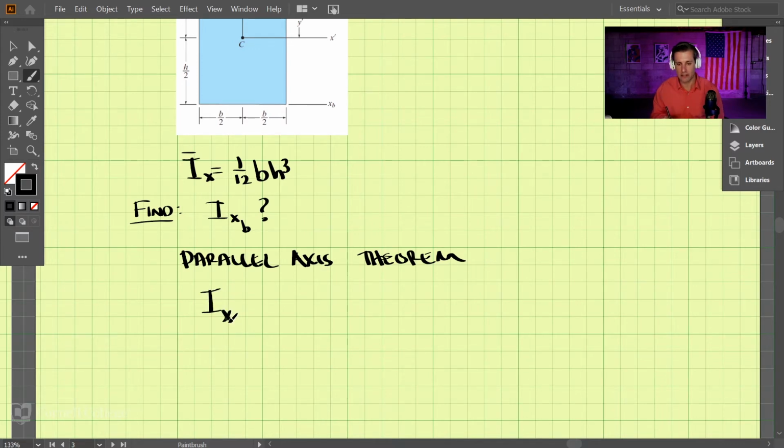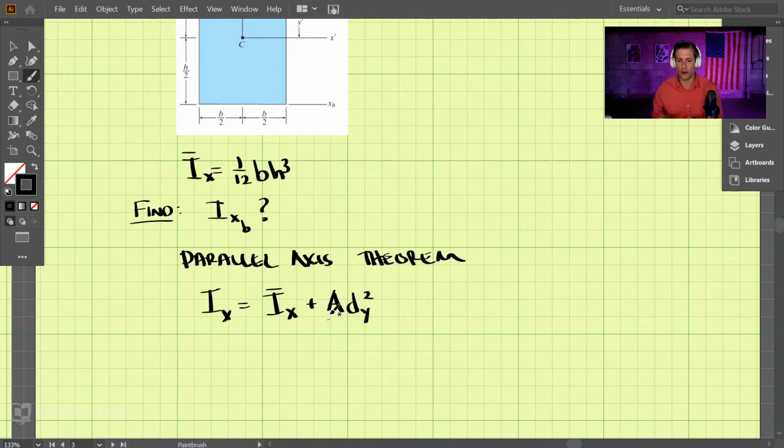about any axis x is equal to the moment of inertia about its centroid plus its area times the perpendicular distance d, and I'm going to put y here squared. Okay?